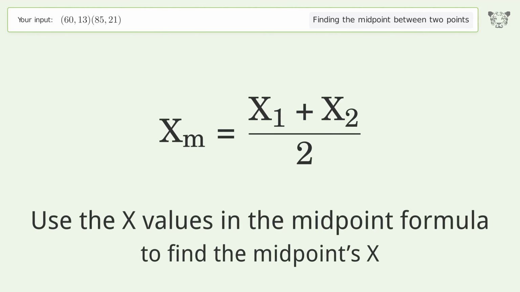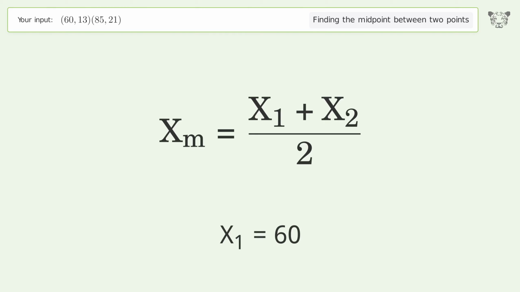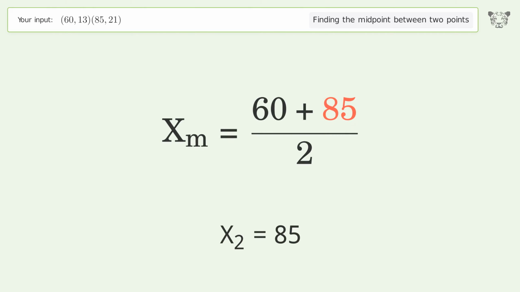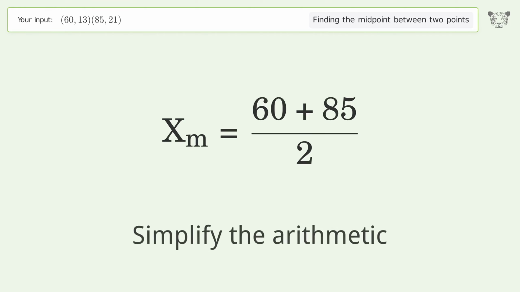Use the x values in the midpoint formula to find the midpoint's x. x1 equals 60. x2 equals 85. Simplify the arithmetic.